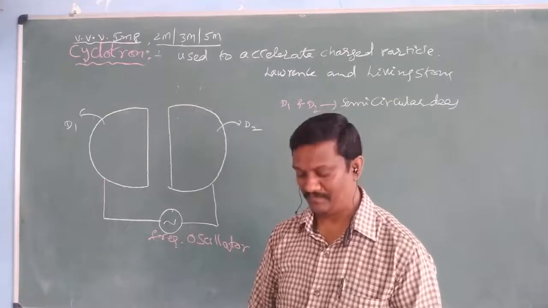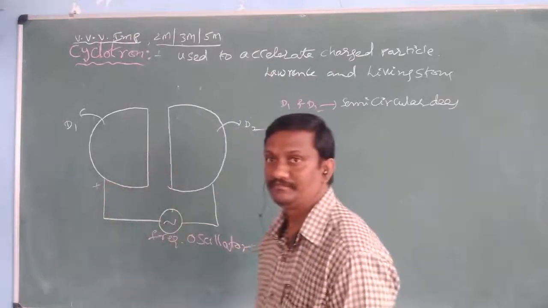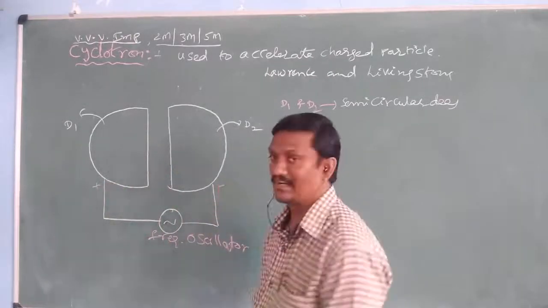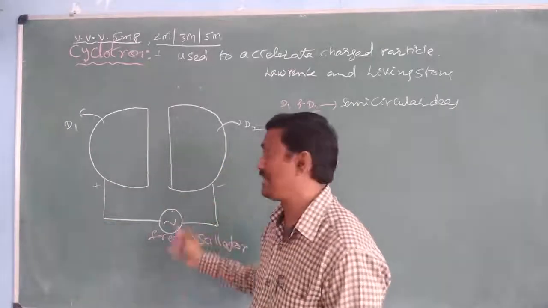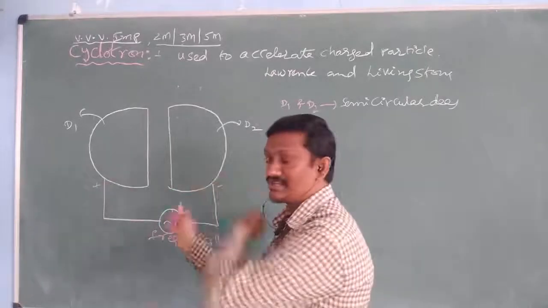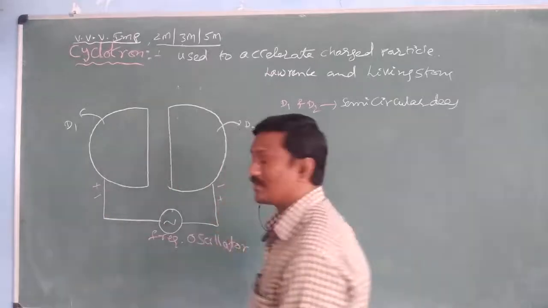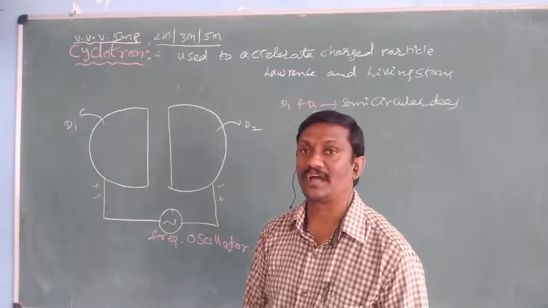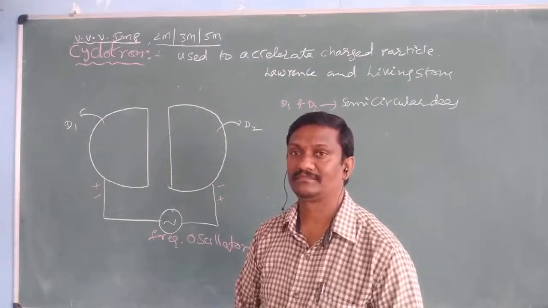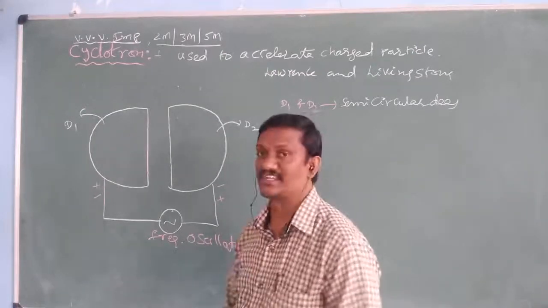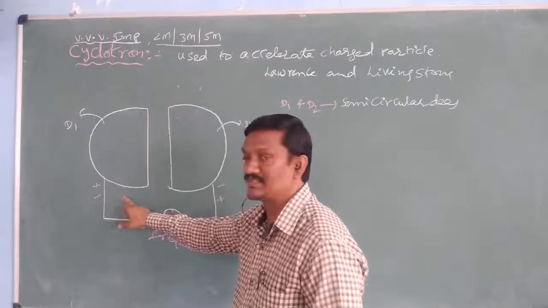For example, initially this disk will have positive polarity and this disk negative polarity. After some time, the polarities of the disks change. Now D1 has negative polarity and D2 has positive polarity. So the polarity of the disks changes at regular intervals of time. If it is positive, it becomes negative; if it is negative, it becomes positive.